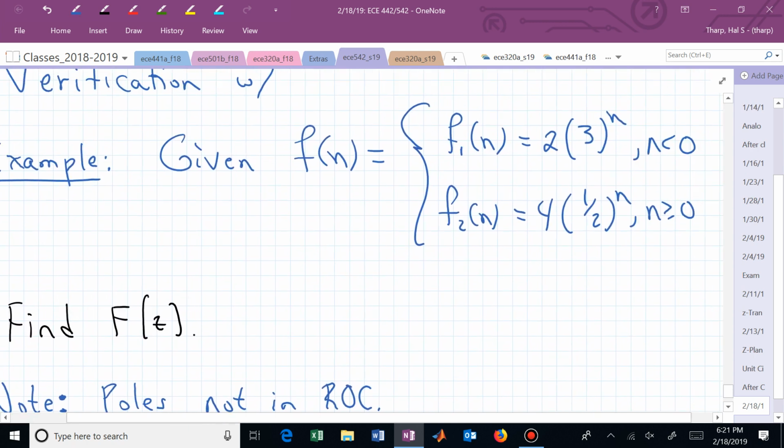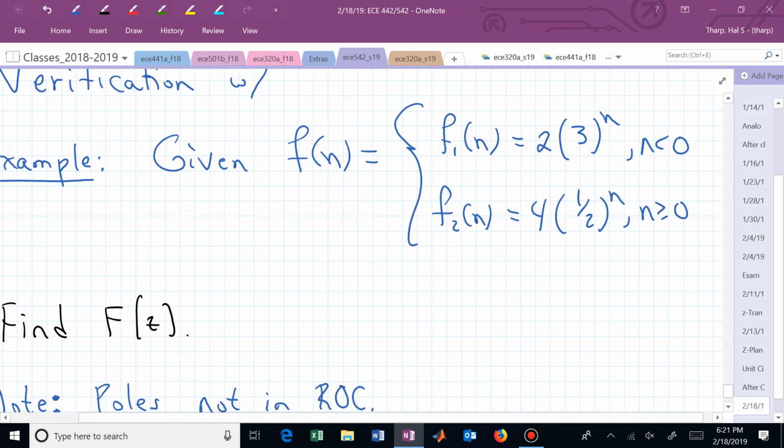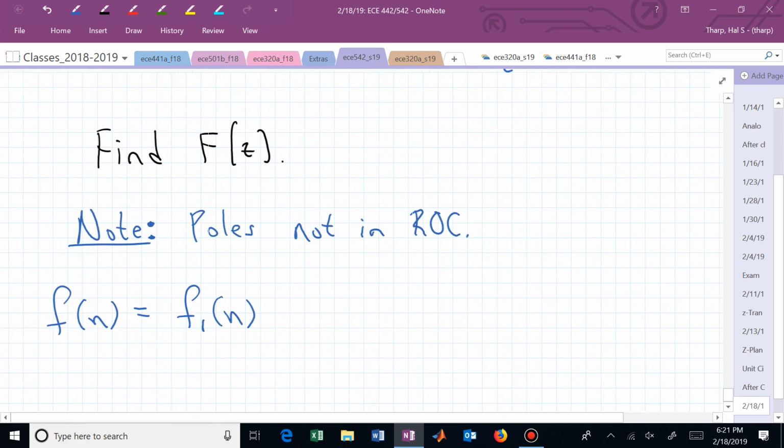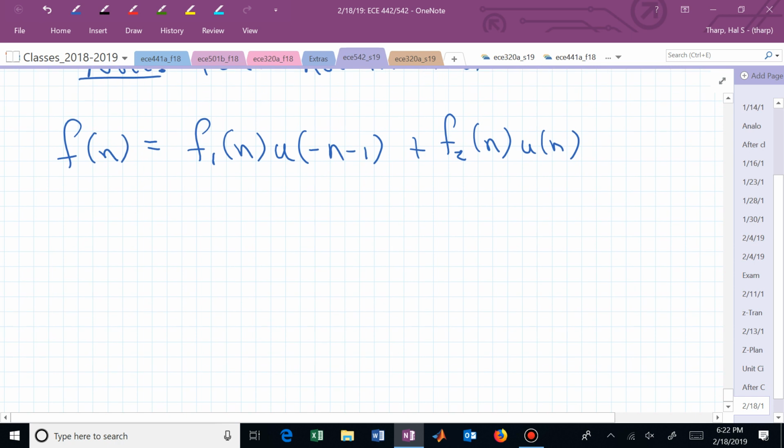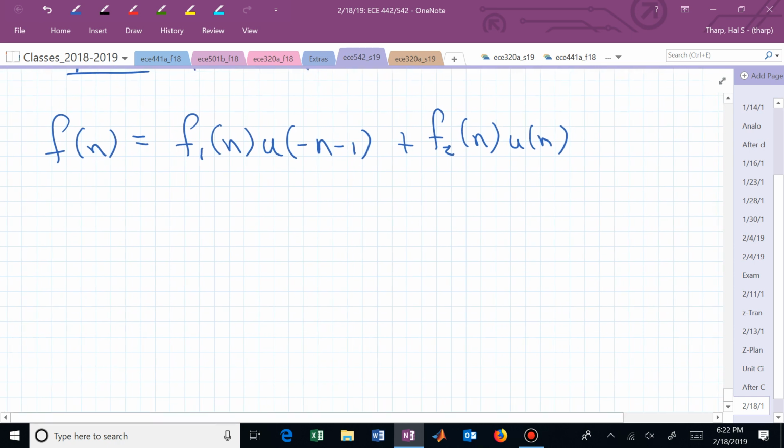f1 of n was on when n was less than 0. The switch I need for that, I need the argument to be non-negative when n is negative, and that will be minus n minus 1. f sub 2 of n will be switched on with a standard unit step. Now I've written f of n in 1 line, if that was helpful.